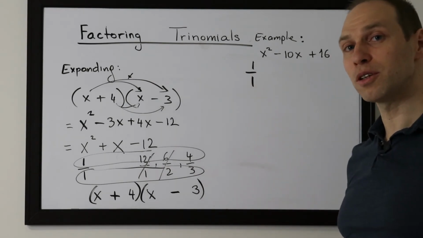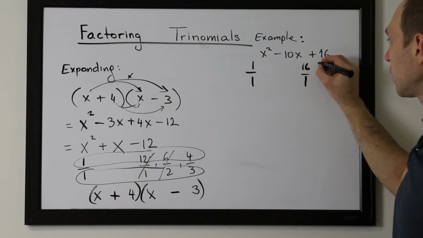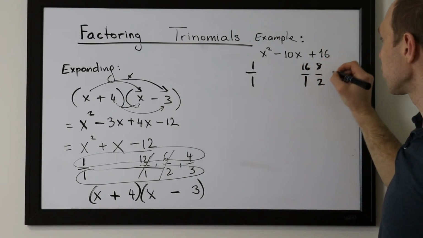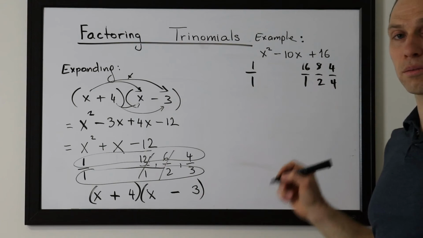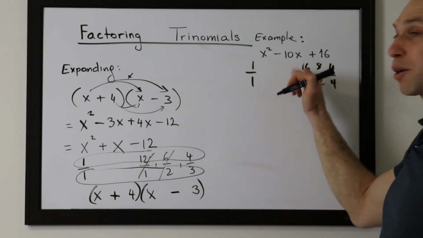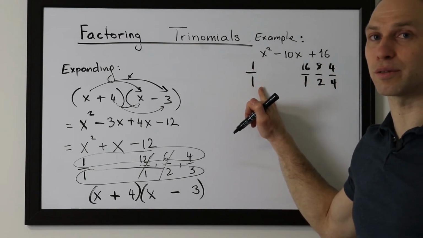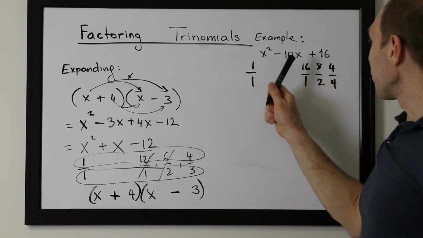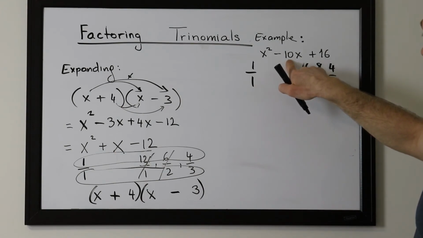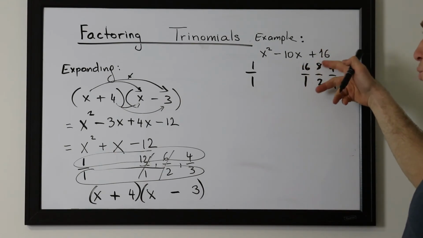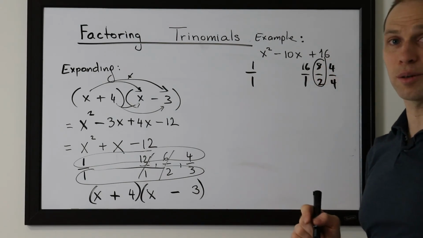For 16, there are multiple possibilities. We can have 16 and 1. We can have 8 and 2, 4 and 4, and the rest of the possibilities won't matter because it will be the same numbers but flipped. It won't matter because we have two identical numbers over here. So, what numbers do we multiply together in order to get negative 10? Well, we can see that the 10, when we add these numbers together or subtract them, the closest one that we can come up with is the number 8 as well as the number 2.